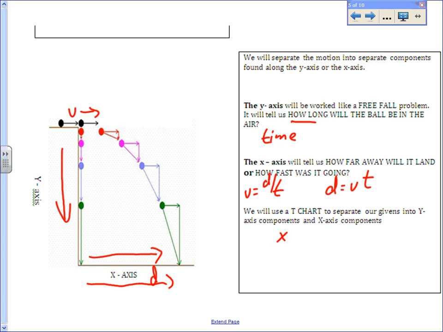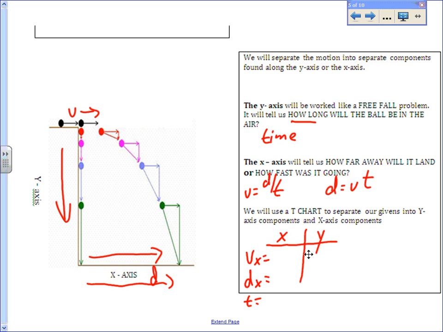A t-chart simply is a situation that it looks like a T when you make it up, and you have one thing on the left and one thing on the right. And so we're going to use a t-chart separating our information on our x-axis from that on our y-axis. On each axis, we're going to always look for the same things: our velocity along the x, our distance traveled along the x, and the time it takes.